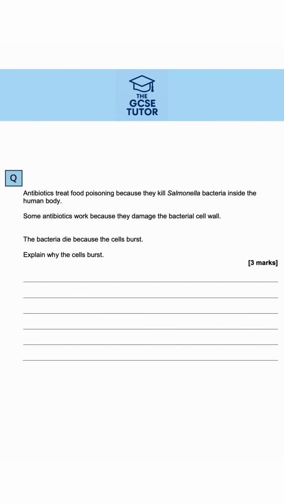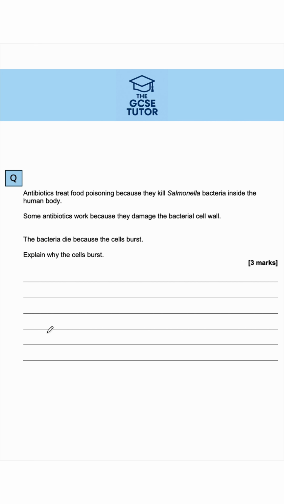Here's how to answer this AQA Biology 3-mark question. The question says, antibiotics treat food poisoning because they kill salmonella bacteria inside the human body. Some antibiotics work because they damage the bacteria cell wall. The bacteria die because the cell bursts. Explain why the cell bursts.